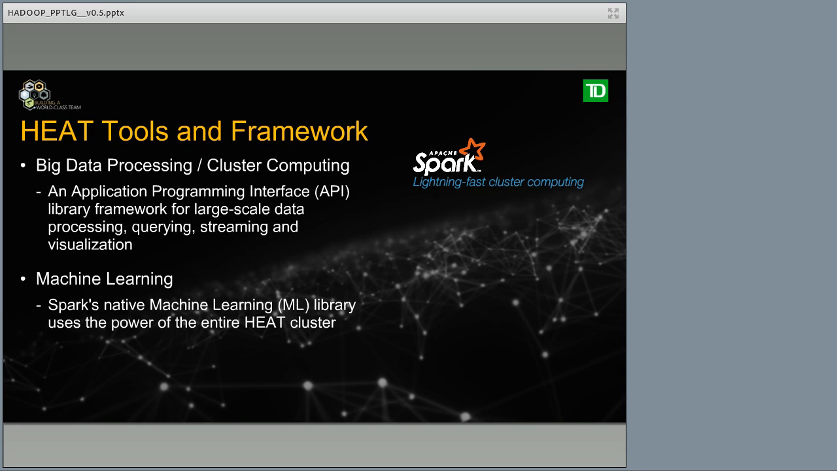Part 2, Toolset. HEAT's big data processing and cluster computing is running on Spark, an API library framework for large-scale processing, querying, streaming, and visualization. Spark's native machine learning library, called ML, uses the power of the entire HEAT cluster. We will get into more details about Spark later.